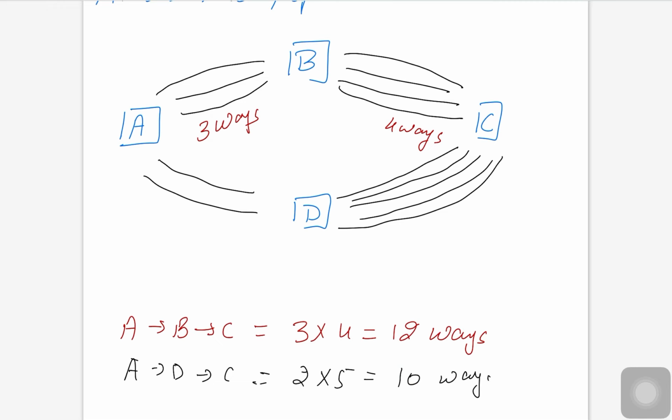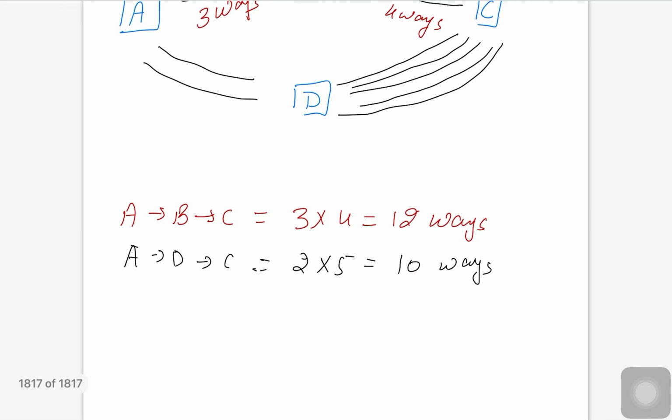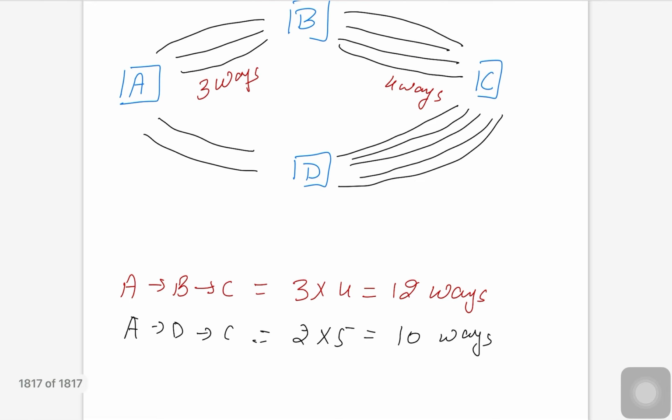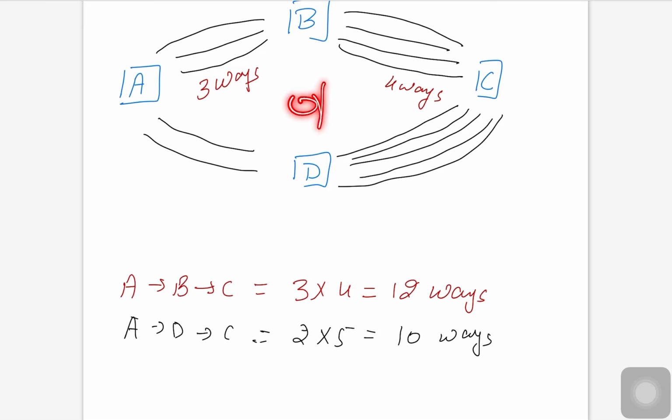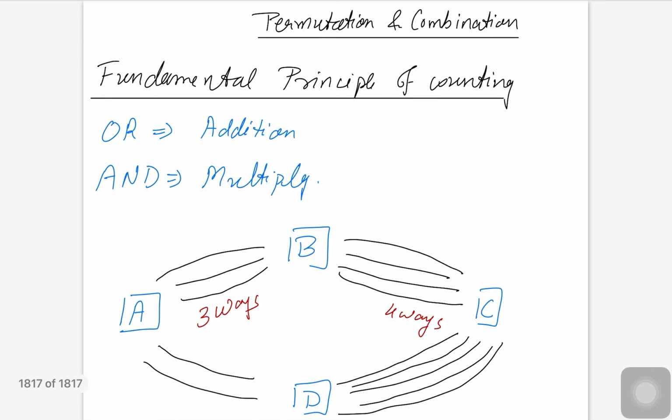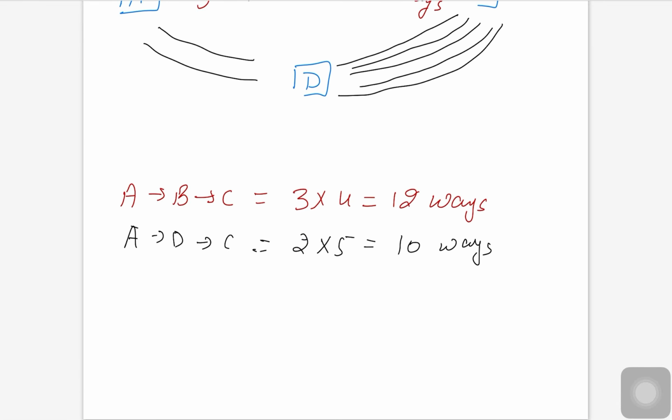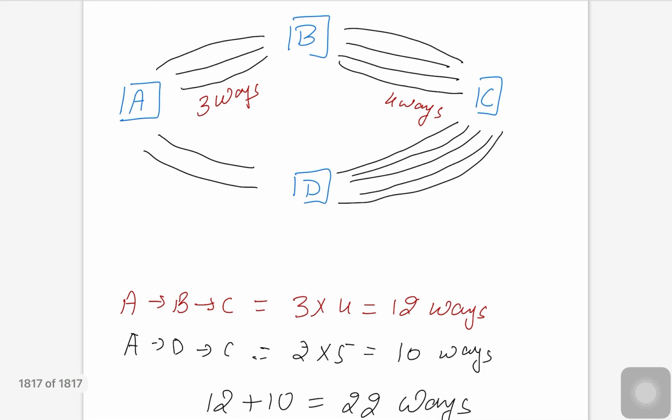Now do I have to add them or multiply them? 12 into 10 or 12 plus 10? See, I have to go from A to C. Either I can go via B or I can go via D. So it is either-or, and I have already told you, if there is either-or, then you have to add them. That means 12 plus 10, which is 22 ways. So there are a total of 22 ways in which I can go from A to C.